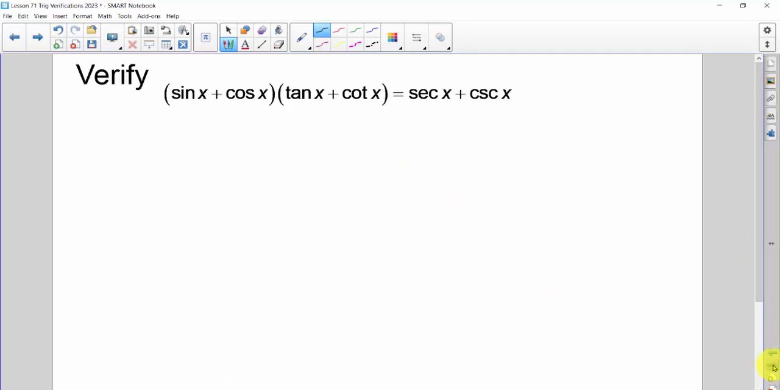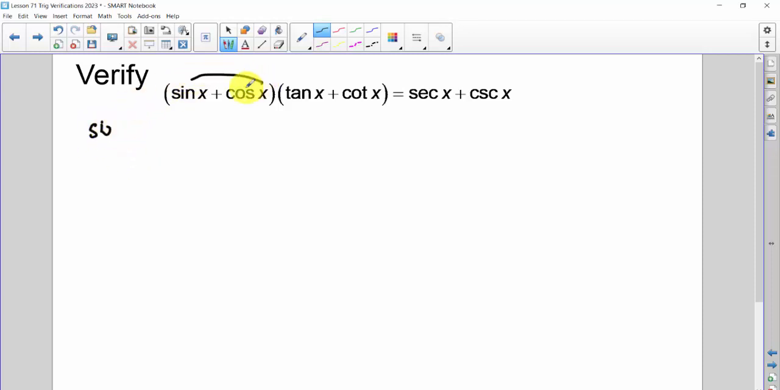We'll do some more. So in this problem, this side looks to be the most difficult side. This side is the easier side. This is basically 1 over cosine plus 1 over sine. I can go ahead and change all this if I want. Doesn't really matter. Let's go ahead and do it. So this is sine.